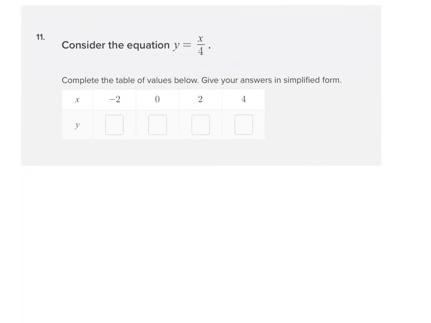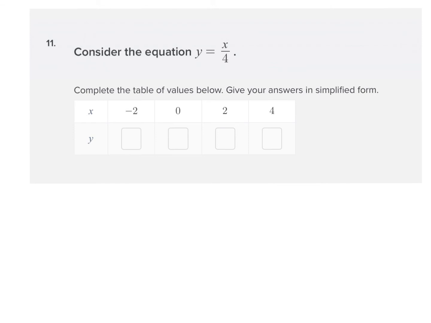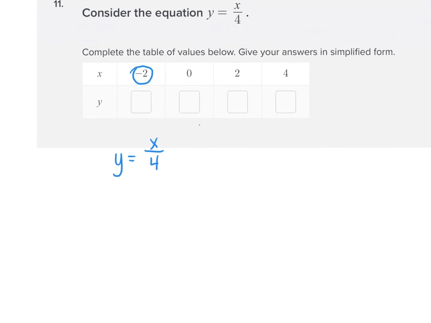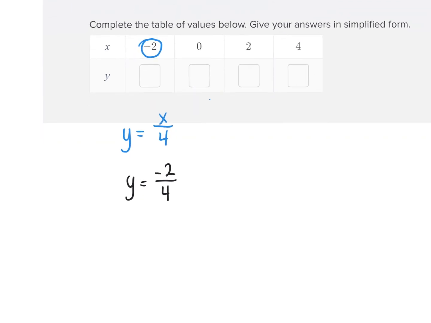Here's another question from the math space I saw we had some trouble with. So you're going to take a look and see what your x is. And again, you're going to plug it into your rule. So let's write your rule down, and then you're going to plug it in. So y equals -2 over 4. Don't forget, you need to simplify it. So this simplifies down to -1/2.